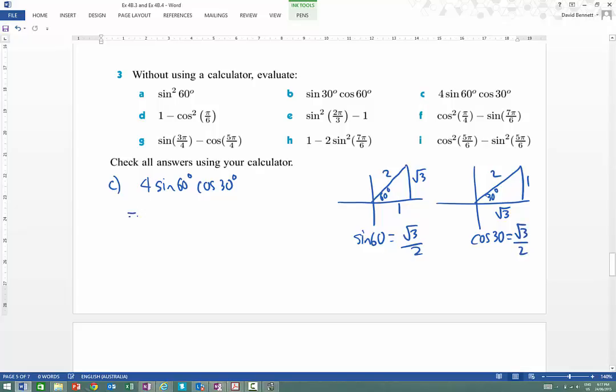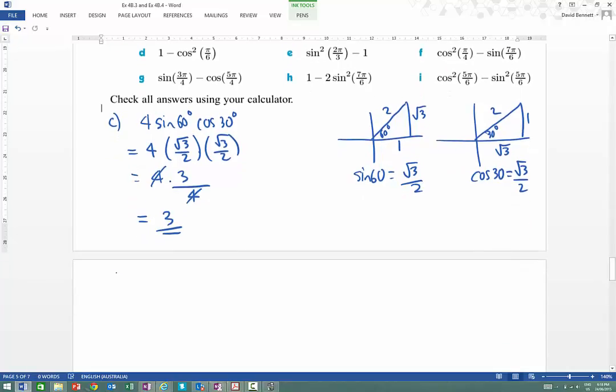So when we go in here, we can say that's 4 lots of √3 on 2 times by √3 on 2. So timesing that out, you're going to get 4. √3 times √3 is going to be 3. 2 times 2 is 4. That's going to cancel out with that, and that's going to leave me an answer of 3. So that actually is equivalent to 3 by doing that process. Alright, let's just do one more very quickly.